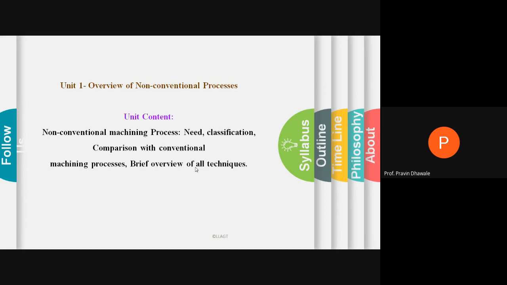So write the name of unit number one, the overview of non-conventional processes. It contains non-conventional machining processes where you have to study their need, classification, comparison with the conventional machining process, and last, the overview of all techniques. You take 1 minute to write this.